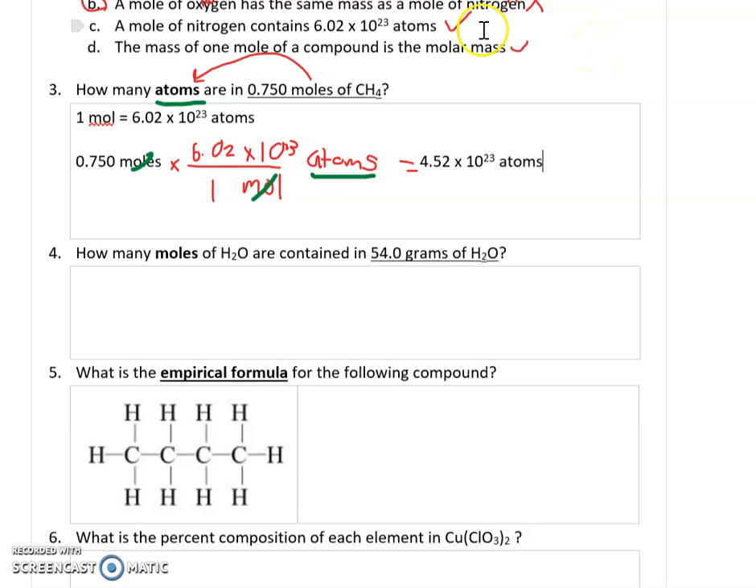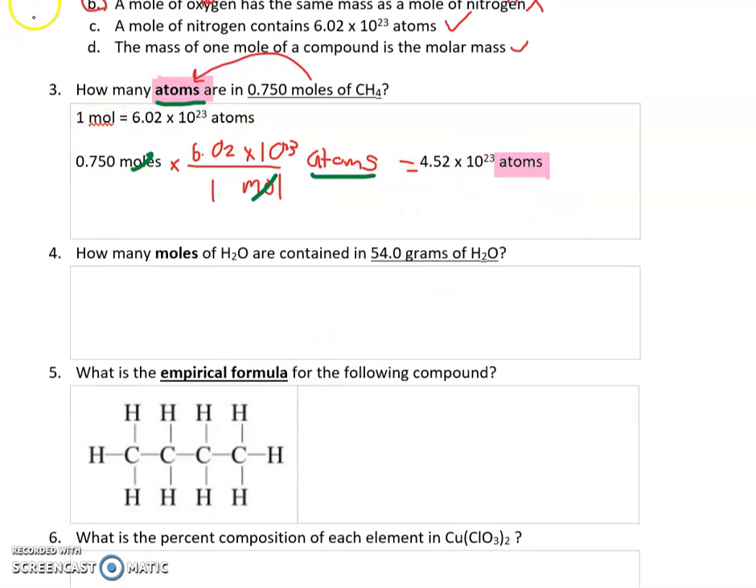There it goes. Atoms. So I wanted atoms and I got atoms. And I started with moles here, started with moles here. I wanted to get rid of moles, so I put moles at the bottom so that these could cancel out, which they did, and then I just used my conversion and got my answer.